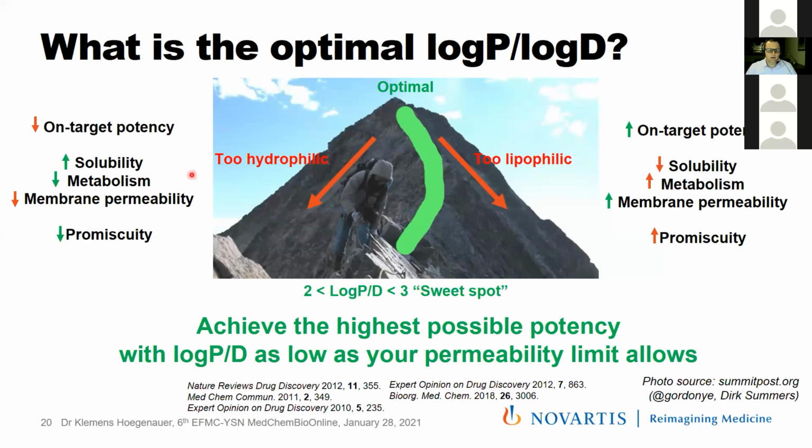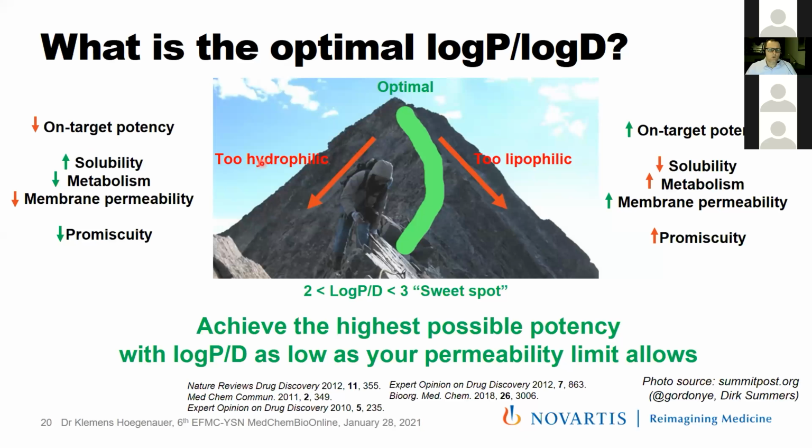The way I like much better is to actually go as low as you can without affecting your target potency and without hitting your membrane permeability limit. You find this, in other words, here. So this is probably where you need to strive in order to get your molecules into the right property space.